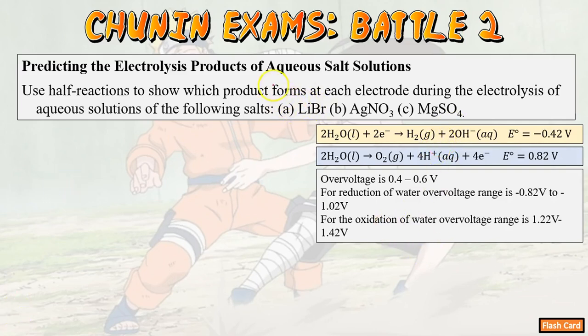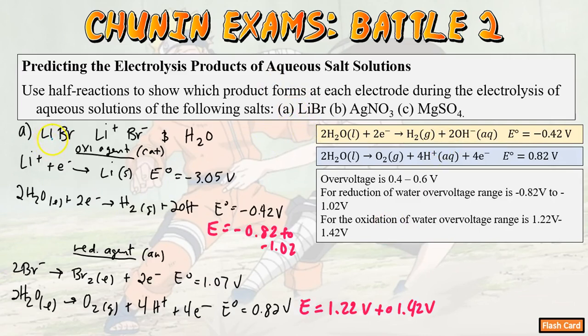Let's go ahead and start with letter A, or lithium bromide. All right, so the first thing we want to do is get our ions. So we have lithium bromide here. That means we're going to have Li+ and Br-. We'll go ahead and get the half reactions for both of those. What we want to do is sort them by oxidizing agents and reducing agents. So oxidizing agents is going to be at the cathode and usually going to be dealing with cations.